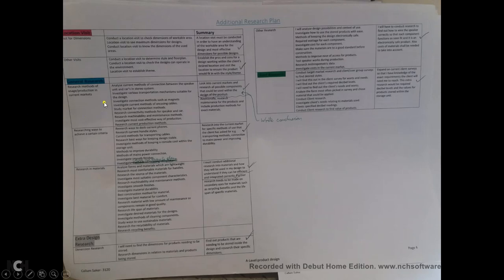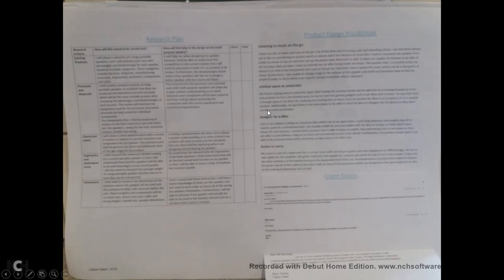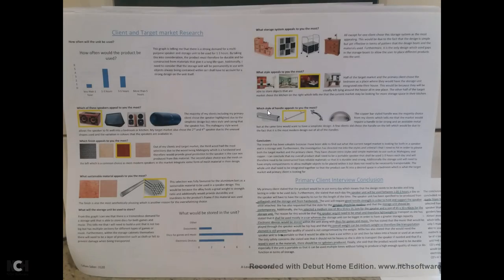We've got the general sort of research on here, and you can see the research methods of usage, production in current markets, research ways to achieve a certain criteria, research into materials. I don't know if we've done research into materials, and that's an area. And then you've got other research, things like ergonomics and etc. that we've started going through. There is this research plan and product design possibilities. I apologise, these images were taken by Miss Khan other than myself, so they are quite difficult to read, so I'm going to skip over that one.